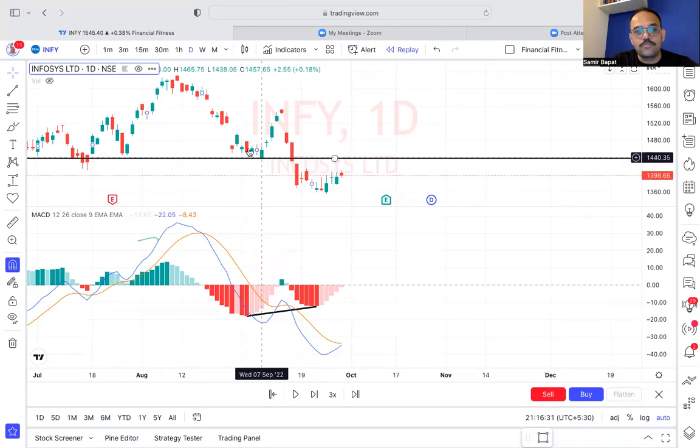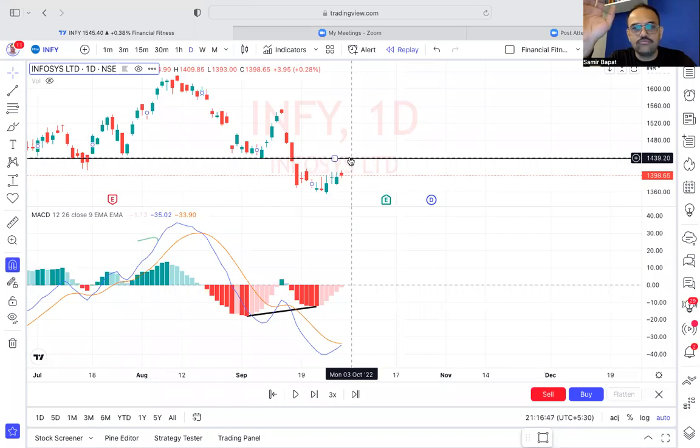The lowest point in the previous V shape I have taken as my entry, and whenever the price will cross here, I will enter. Okay? Everyone okay? This I have decided that I will enter.